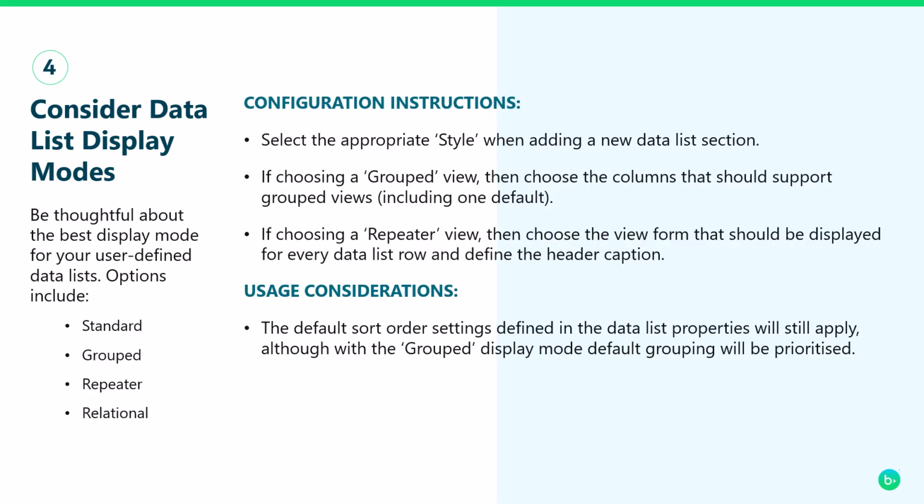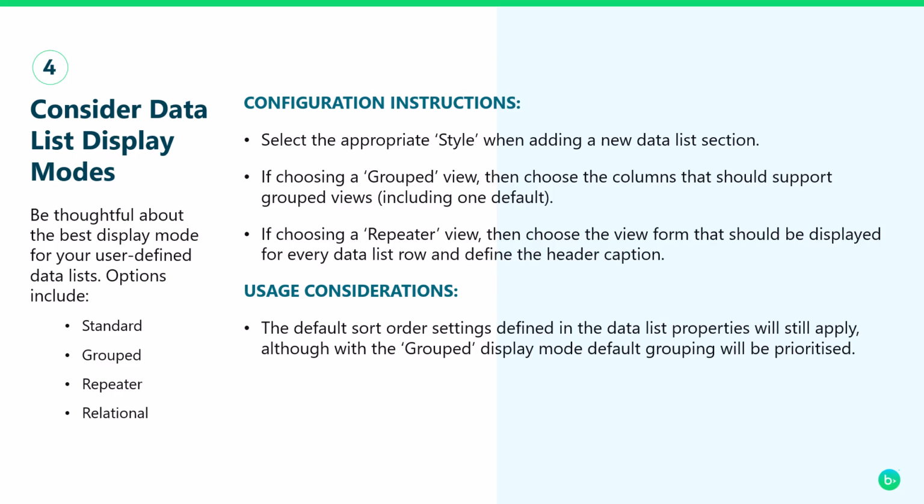If you'd like to take advantage of different display modes, you can do that in the style field when creating a new data list. If you're using grouped, you'll need to define the column that should be used for that grouping. If you're choosing repeater, as we mentioned, you'll need to define which view form should be displayed and the header caption. And then if you're using relational, that one needs a little bit more work.